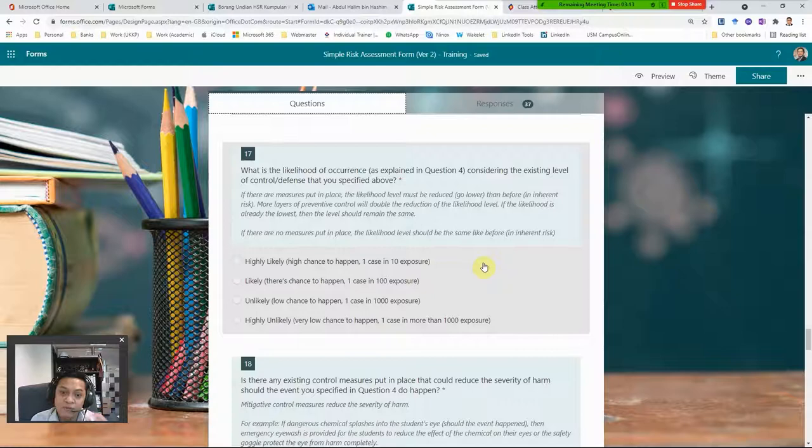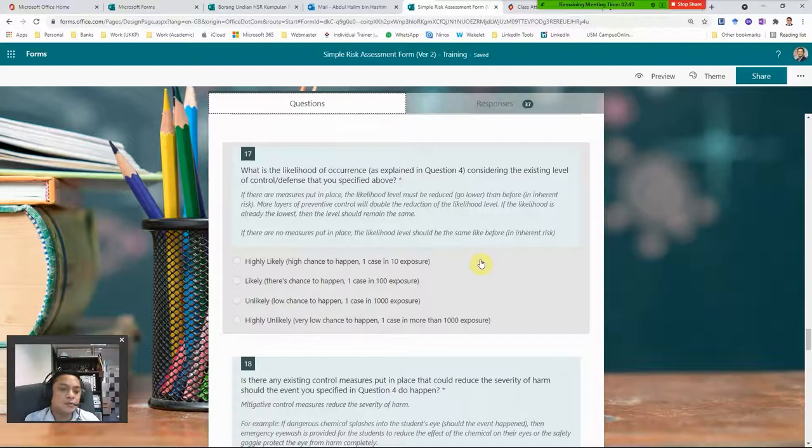So the protection will lower the likelihood. If previously in inherent risk you put highly likely for the likelihood, and for residual risk you see there is a protection being provided, then your answer must be lower, yeah? Must be reduced to maybe likely or unlikely. Yeah?